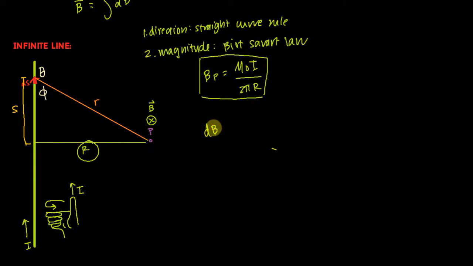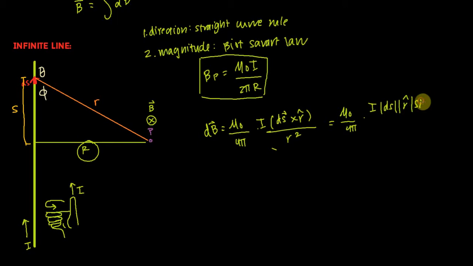So the Biot-Savart law, like we started at the beginning of this video with, is dB equals mu naught over 4 pi times I times ds cross r hat over r squared. And remember, we can rewrite this as mu naught over 4 pi times I times the magnitude of ds times the magnitude of r hat times sine of theta, and theta is right there, over r squared. And this is just a unit vector, so this just goes to 1. And then, yeah, that's what we're doing first.